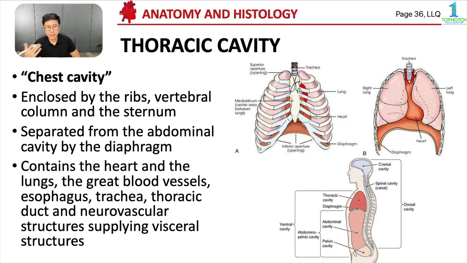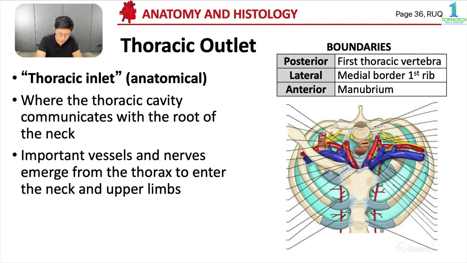So inside the thoracic wall is your thoracic cavity, which is also called your chest cavity, enclosed by the ribs, the vertebral column, and the sternum. It is separated from the abdominal cavity by the diaphragm. So dito yung abdominal cavity, ito yung thoracic cavity. It contains the heart and the lungs, the great blood vessels, the esophagus, trachea, thoracic duct, and neurovascular structures supplying the visceral parts of the thorax.